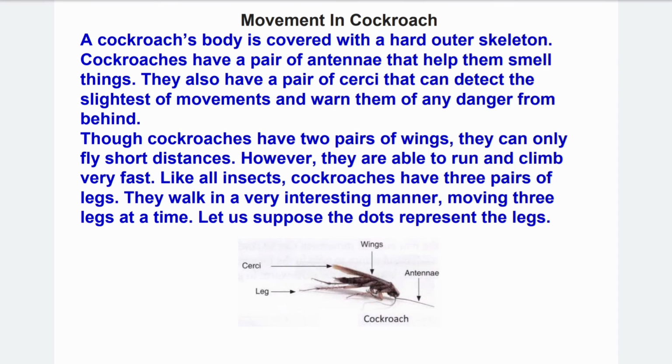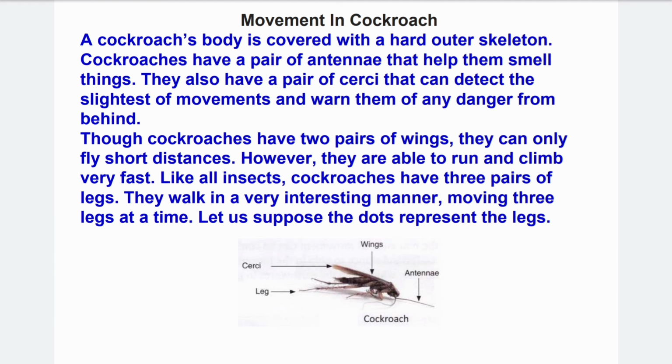Movement in cockroach. A cockroach's body is covered with a hard outer skeleton. Cockroaches have a pair of antennae that help them smell things. They also have a pair of cerci that can detect the slightest of movements and warn them of any danger from behind. Though cockroaches have two pairs of wings, they can only fly short distances. However, they are able to run and climb very fast.